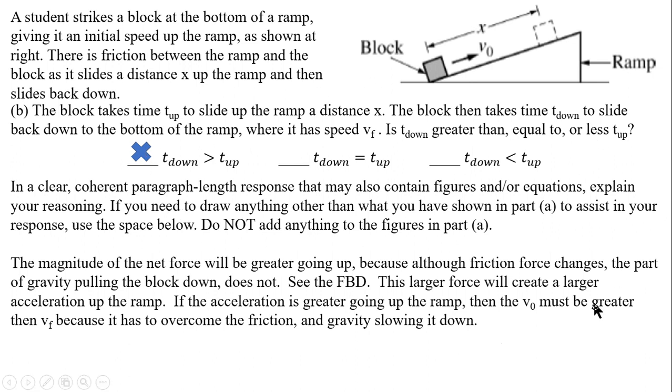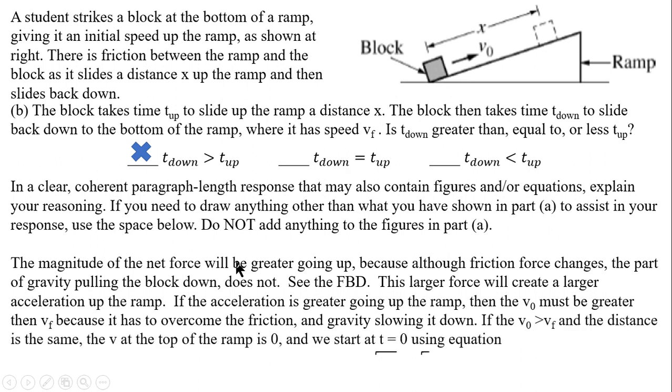So, the V naught must be greater than the VF. So I've got to give it a bigger oomph to get up over this. Why? Because to get up over this, it's got to be going faster because it has to overcome gravity and friction. But when it starts going back down, it does not have to overcome gravity. Gravity is actually, in a sense, helping it. So it's not going to have the same amount of oomph in a sense that it had here.